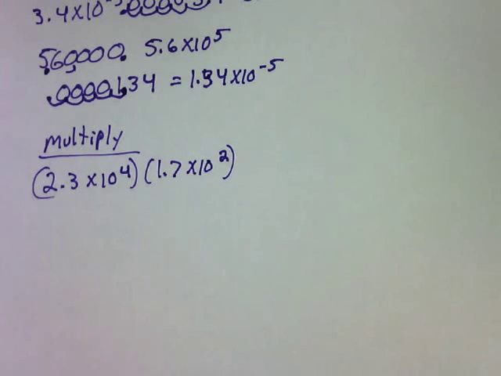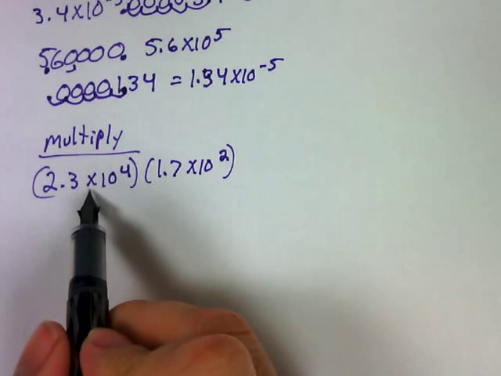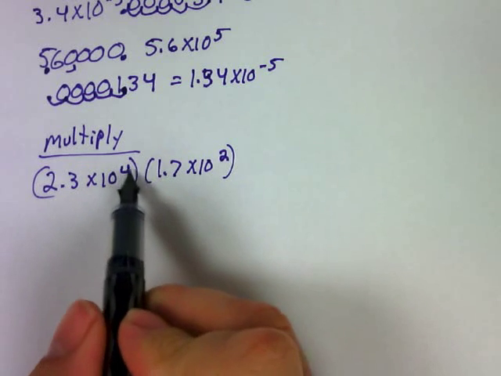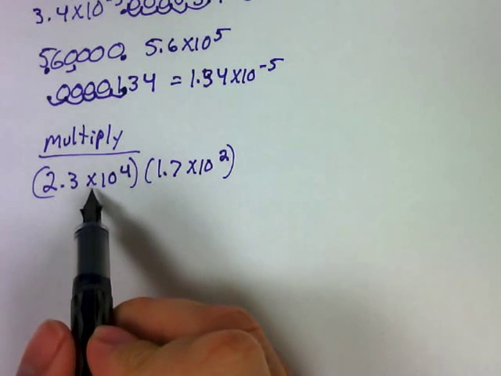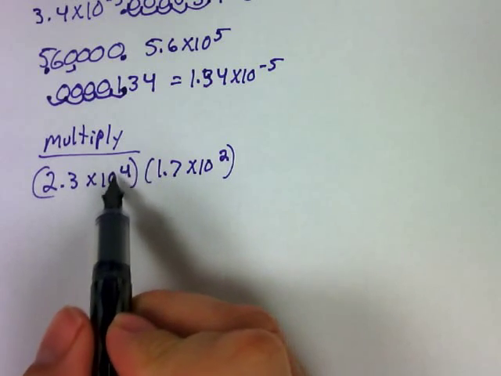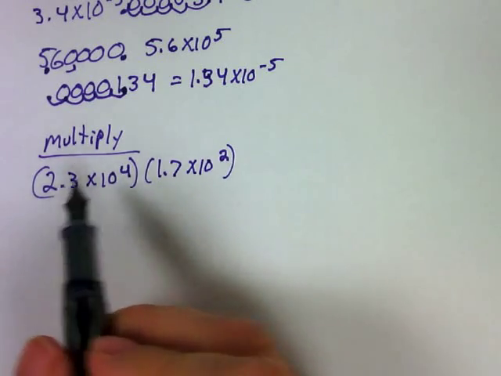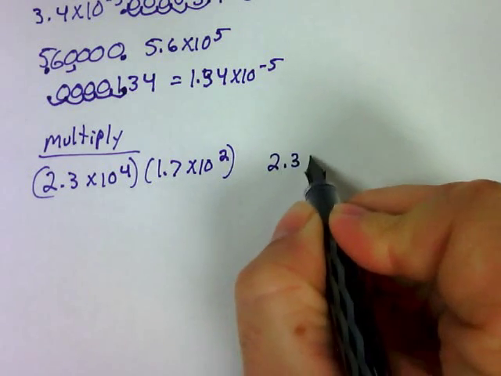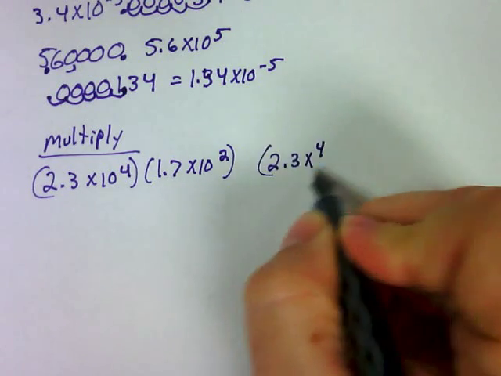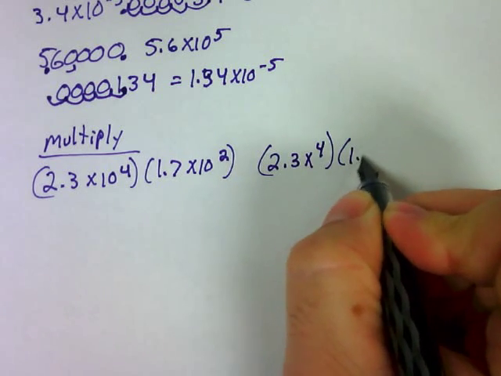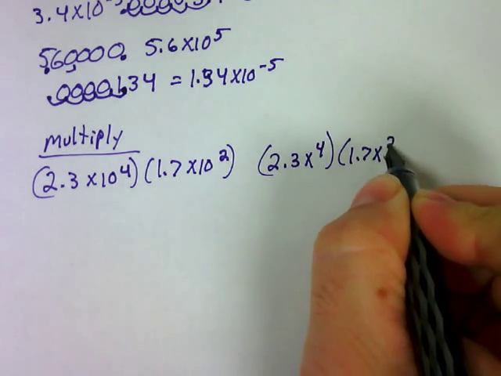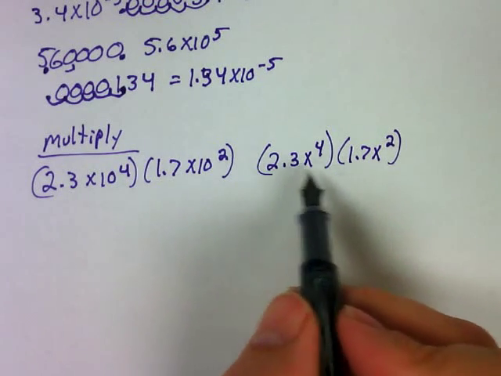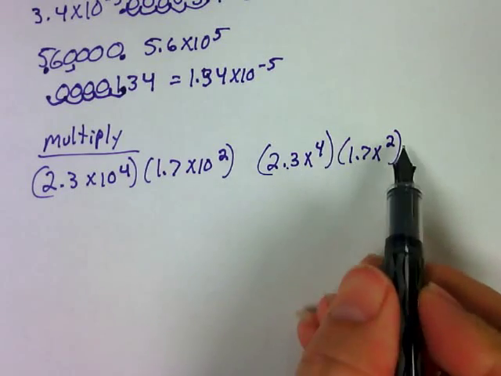The way to think of this is, think of this x right here as your base. Think of the 4 as the exponent, and think of this as your coefficient. So this problem would be similar to 2.3 x to the 4th times 1.7 x squared. If you were to multiply this out with exponents, we would multiply the coefficients and add the exponents.